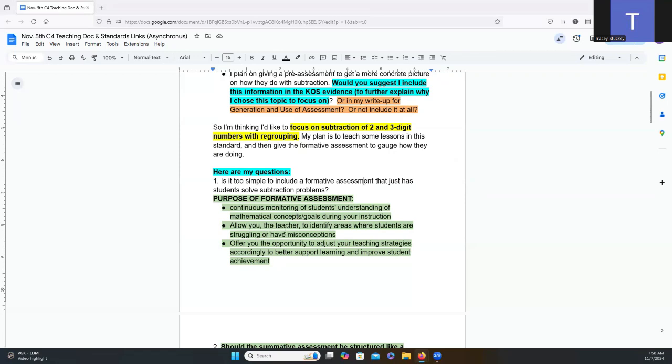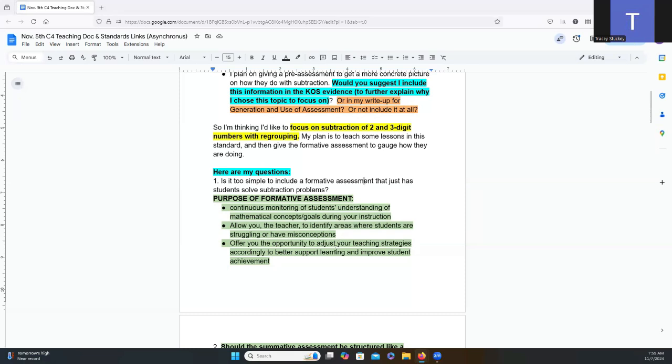It also allows you, the teacher, to identify areas where students are struggling or have misconceptions. Let's say inside of focusing on subtraction of 2 and 3-digit numbers with regrouping, let's say you have 3 standards or goals or objectives, whatever you call them in your state, targets. Which area are they struggling in and why? Is it place value? Do they not understand the place value part of it? Do they not understand quantity? Like what is it that they're struggling with? So it's a continuous monitoring where you're identifying areas that they're struggling or that they're having misconceptions.